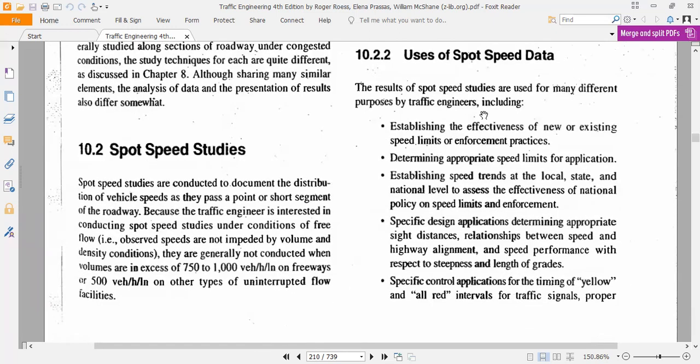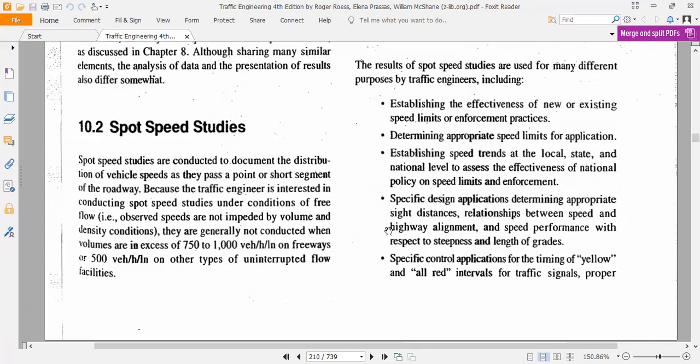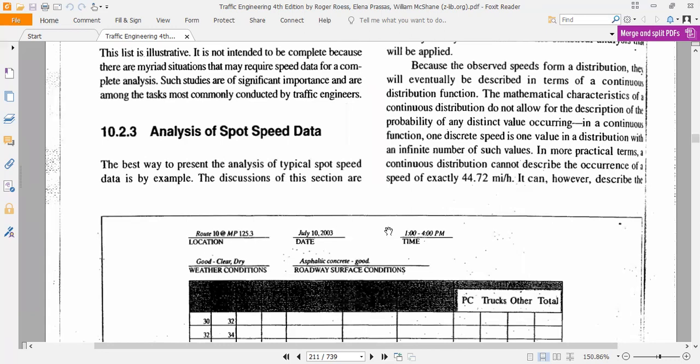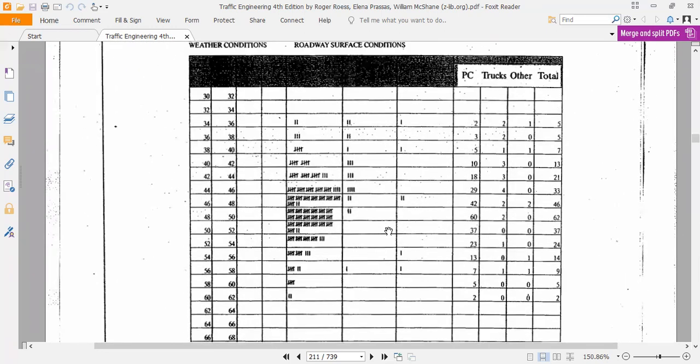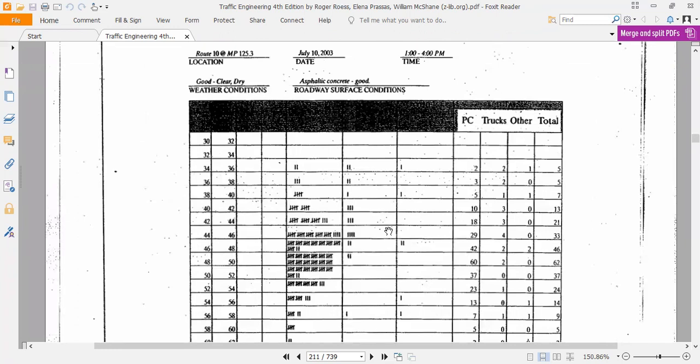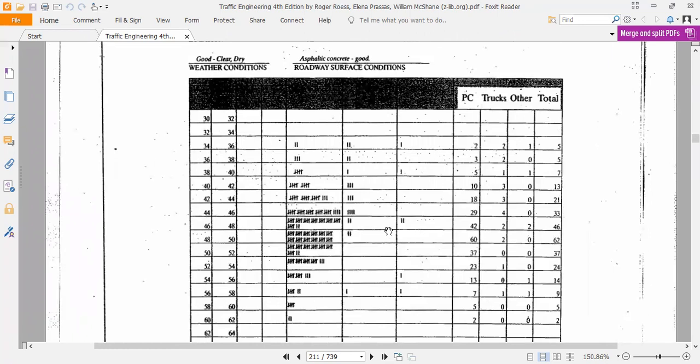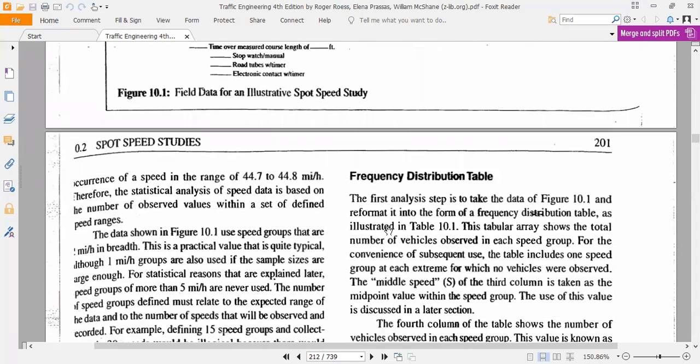So these are the different uses of spot speed data. You can read it. It's very simple. I will not go into its detail. Now, this is the analysis that you can conduct, but this is the old form. Nowadays, CCTV cameras and automatic pneumatic road tubes, these types of automatic devices are used which measure the speed and the volume of traffic.